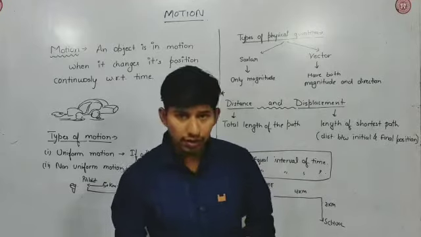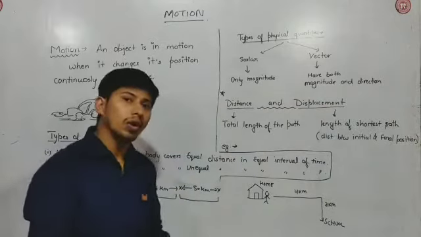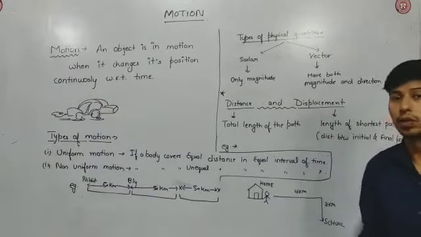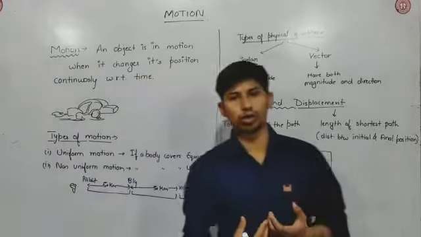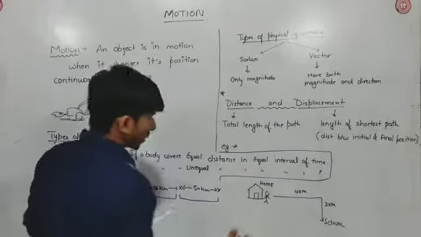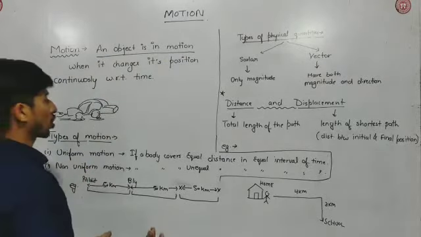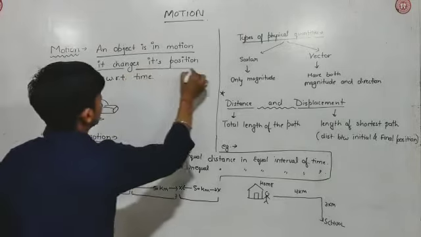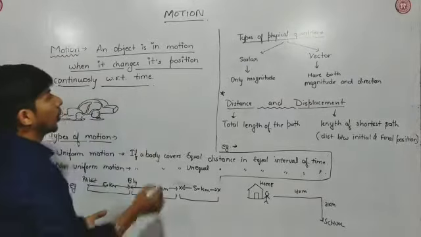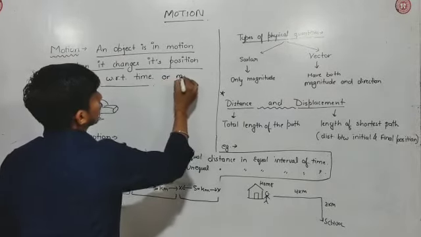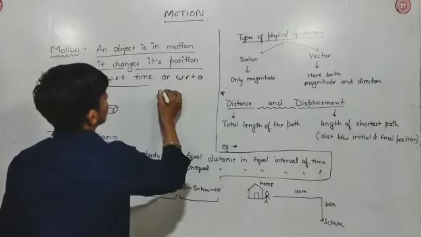But what happens when I come in motion? As you are seeing, time is passing and my body is also changing its position with respect to time. Okay, so I will consider, or you may consider, me as in motion. So it's a very simple definition: an object is in motion. Koi object motion mein hota hai when it changes its position. Jab wo apni position change kar raha hai continuously with respect to time, or you may write it as, with respect to a reference point.